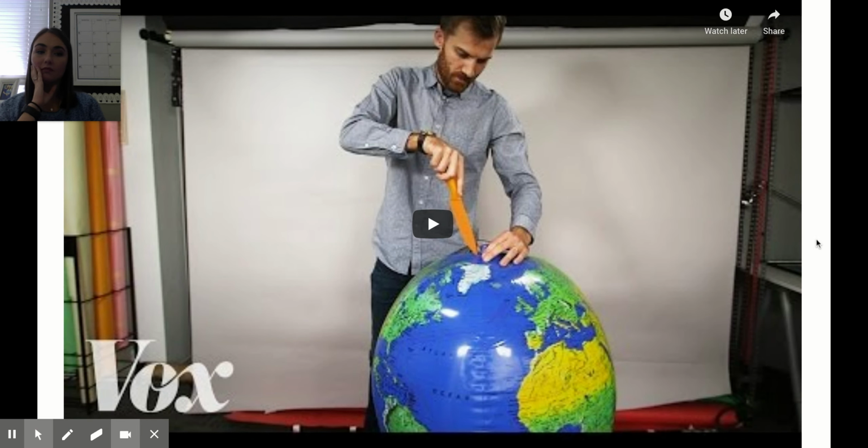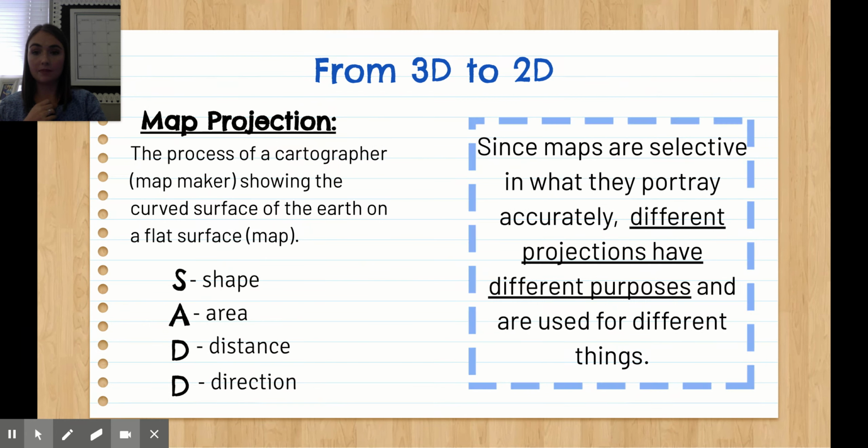All right, so you saw there how he said that in order to take the globe and turn it into a usable map, map makers project the globe onto different surfaces. So one might be a cylinder, there's a conic shape that some map makers use. But what that turns into is the different types of map projections. And so a map projection is the process of a cartographer or a map maker showing the curved surface of the Earth on a flat map.